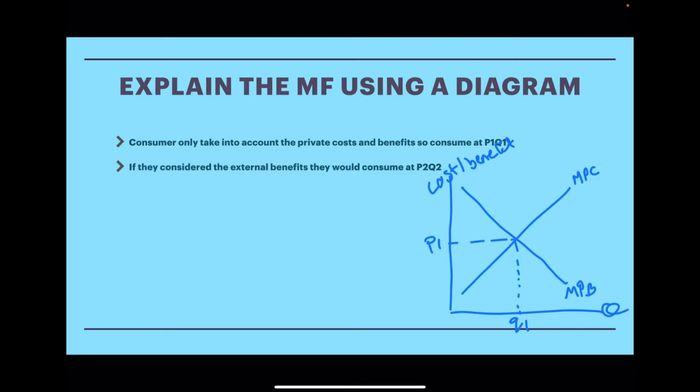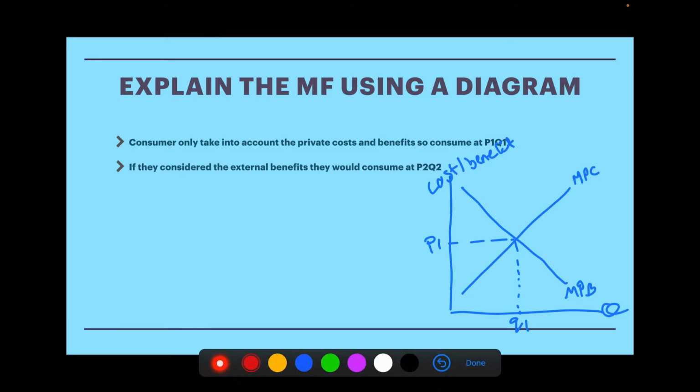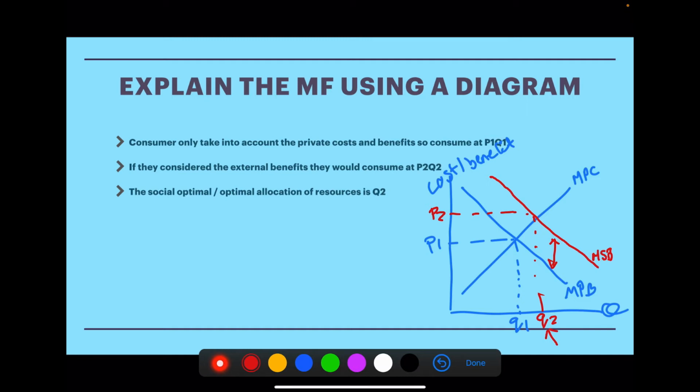However, if they were to take into account external benefits, then what we'd be doing is drawing a new curve on here, and that would be our marginal social benefit curve. If they were to take into account the external benefits, then they would be consuming at P2, Q2. Right, so they ought to be consuming at Q2. So the optimal, or the social optimal allocation of resources, is at Q2. So that's the ideal. That's where we ideally want to be consuming.